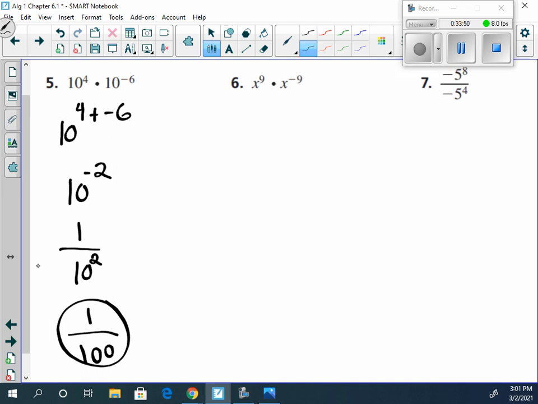All right, let's look at this here. X to the 9th times x to the negative 9th. Well, we would add the exponents, yes? So that'd be x to the 9 plus negative 9. So it would equal 1.